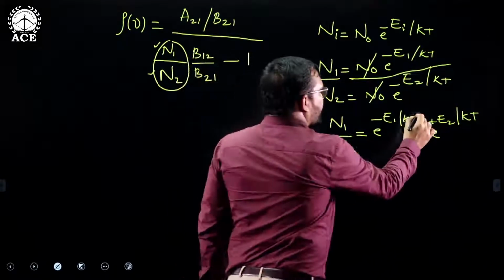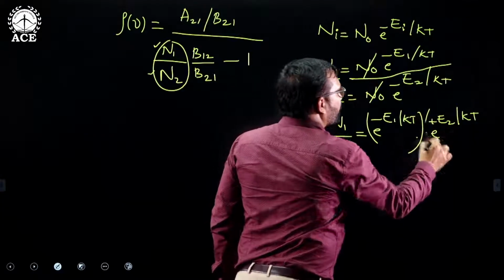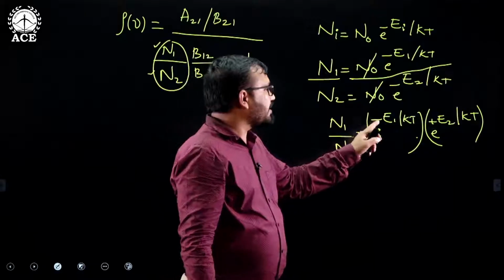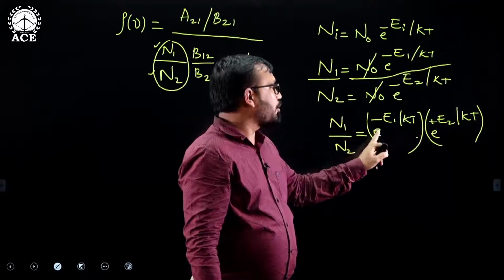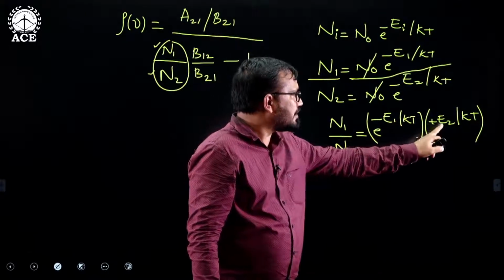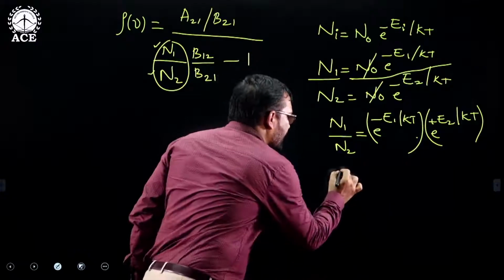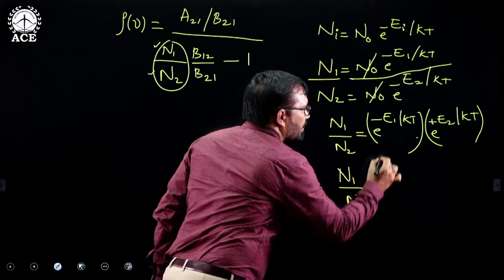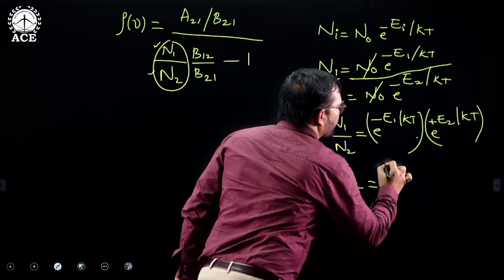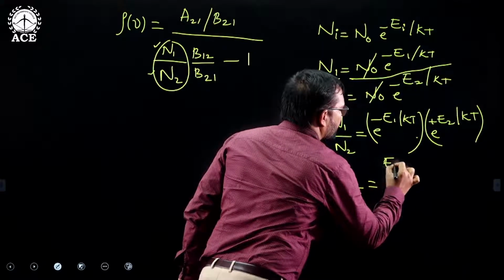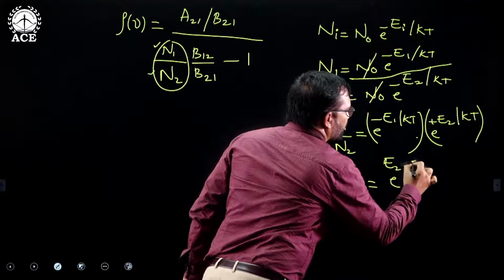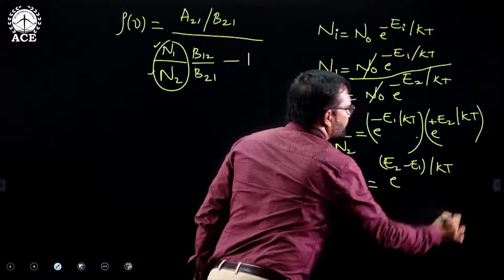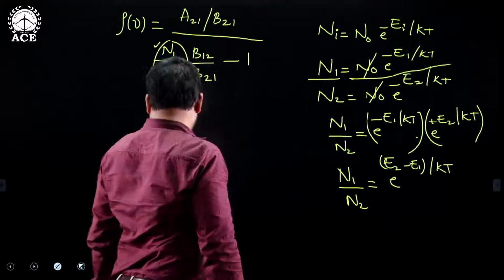So these are two, e to the power of A into e to the power of B means e to the power of A plus B. Minus E1 plus E2, exponential of minus E1 plus E2, means what can I write here? N1 by N2 is exponential of E2 minus E1 by kT.